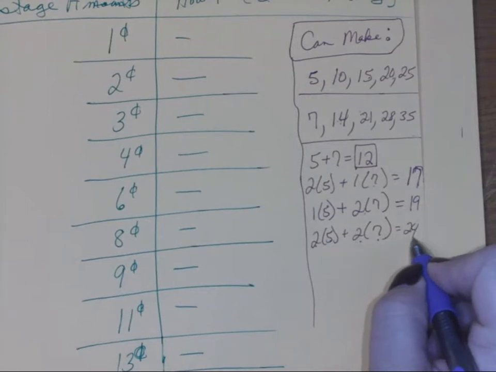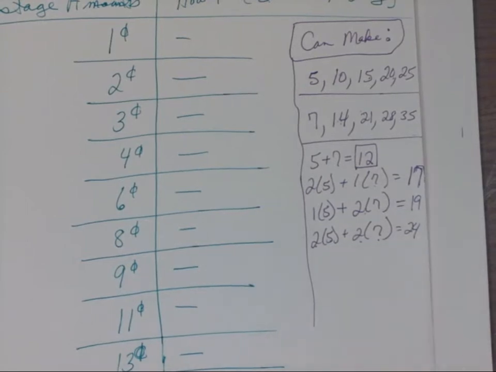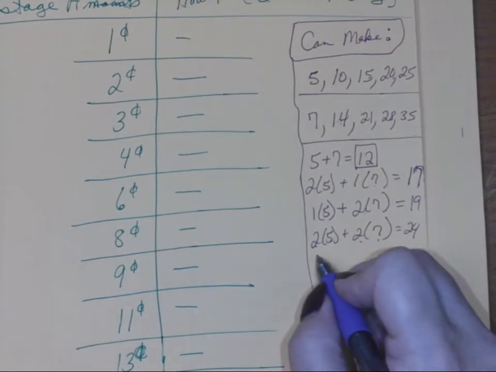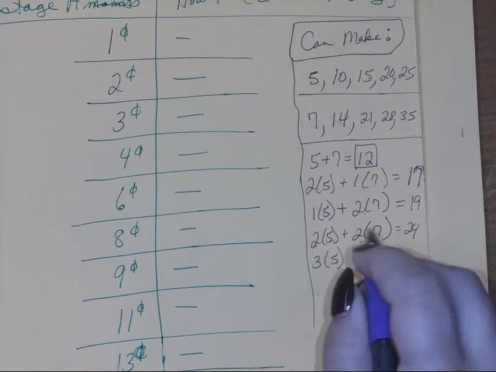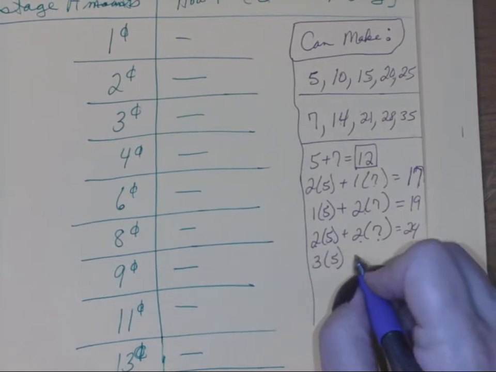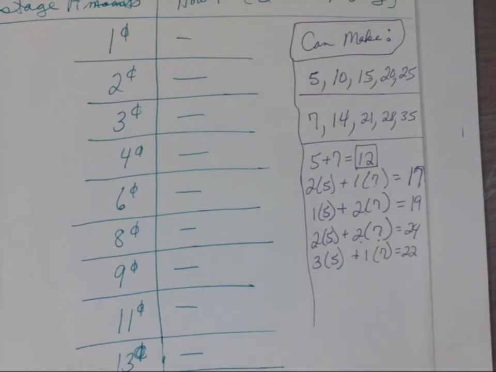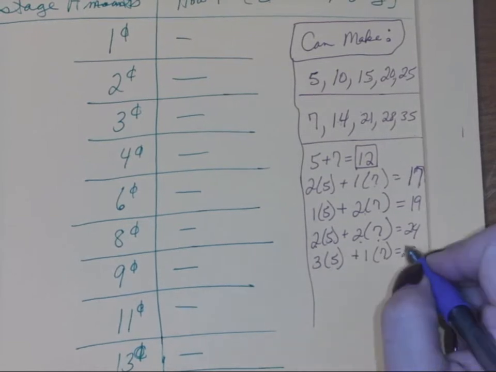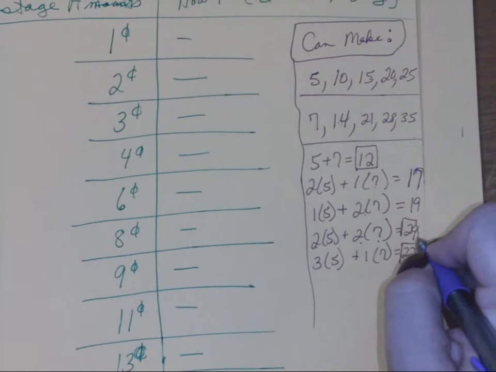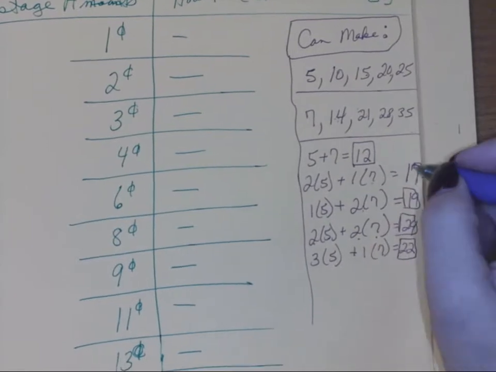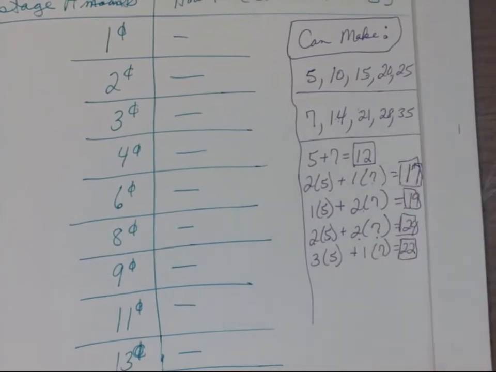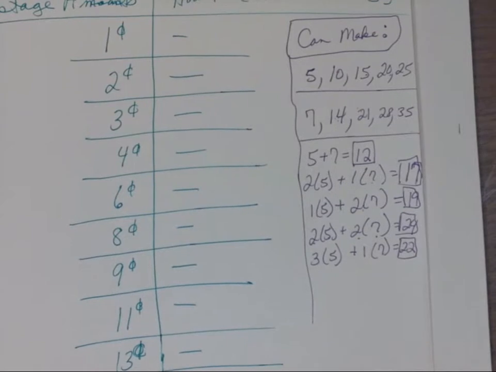I already talked about that one earlier. That was 24, right? But I said, oh, wait, I could have done 3 5s. That would be 15. Plus 1 7, that would be 22. Okay? So I can get to the 22. So, yay. So I can do 20, 21. I can do 22.